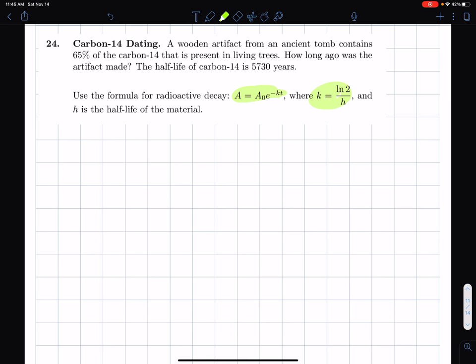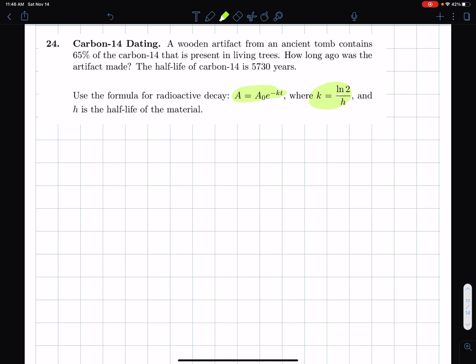Carbon-14 is an isotope of carbon, and every 5,730 years, half of it will decay into something else. So you'll start off with some carbon-14, like say 1 kilogram. In 5,730 years, half of that kilogram is turned into something else.